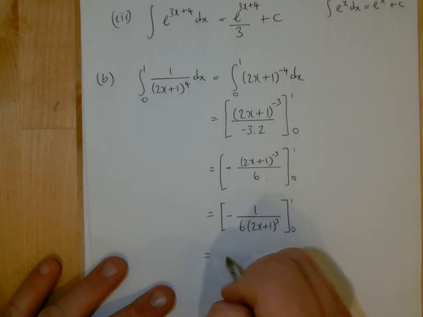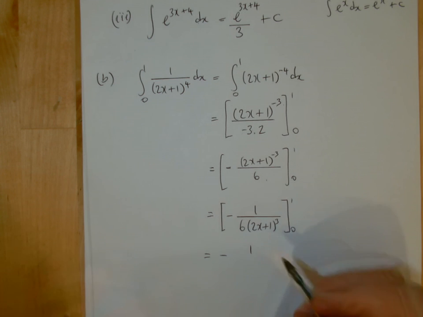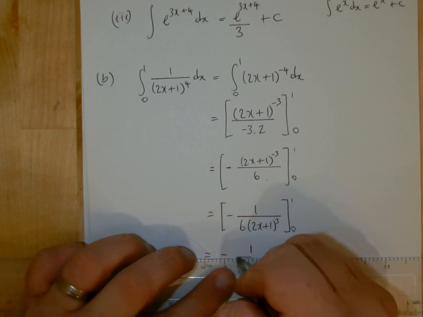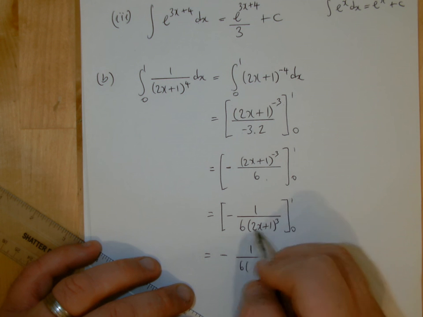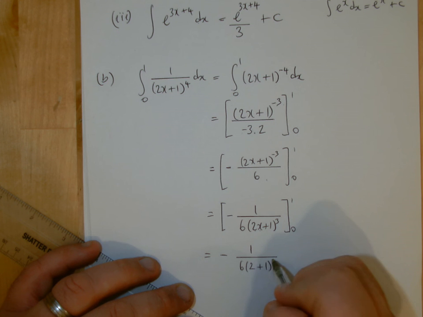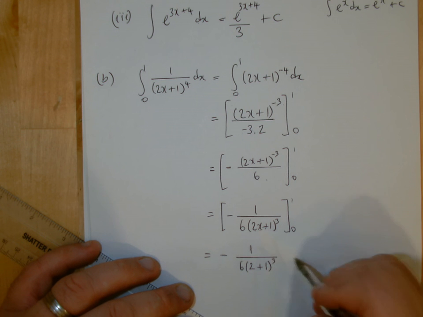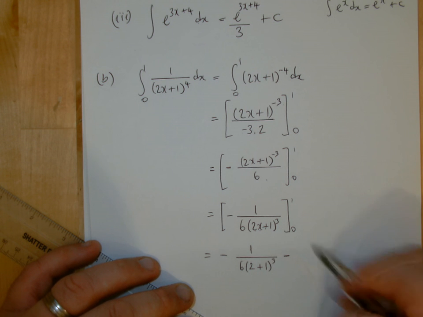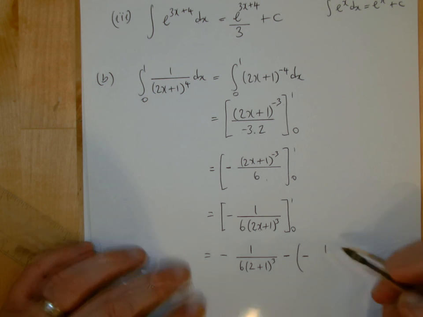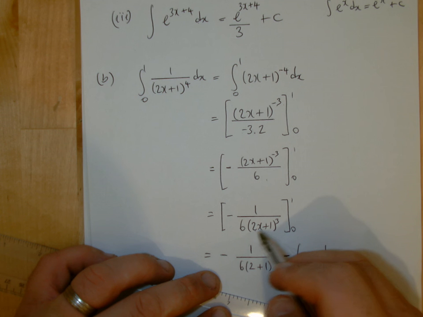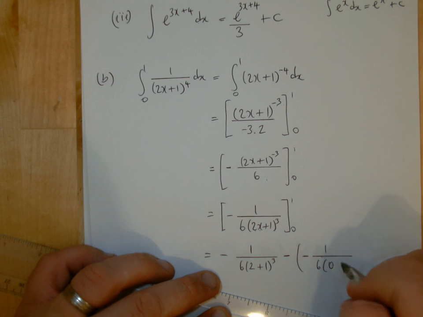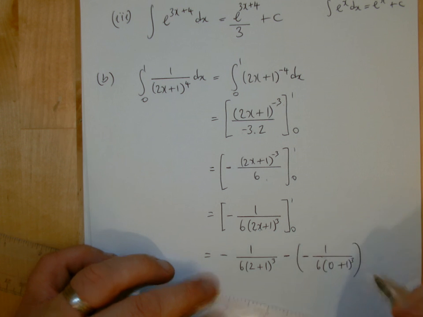So it's a simple case then of putting in the numbers. So 1 over 6. Now in the bracket, if I put 1 in here, that will be 2 times 1, which is 2, plus 1 cubed. So if I put 1 on, take away then the lower limit, sub the lower limit in, so I have minus 1 over 6. Now in the bracket there, that'll be 2 times 0, which is 0, plus 1 cubed.